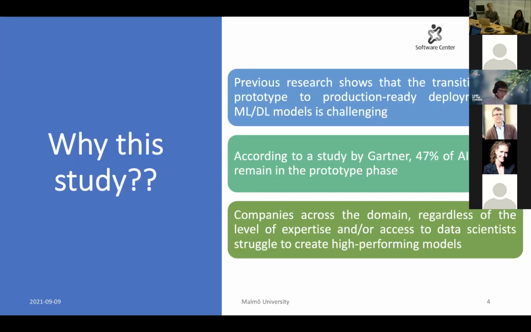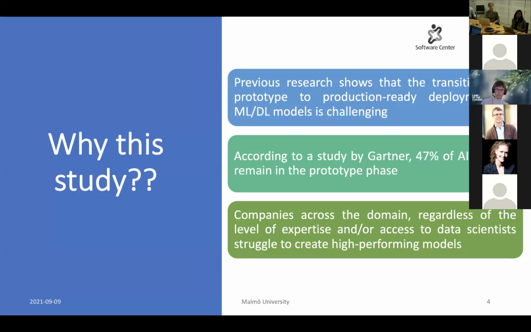So why this study? When we looked into previous research, what we understood is that the transition from prototype to production-ready deployment of machine learning and deep learning models is challenging. This is confirmed by a study by Gartner. Even if lots of AI initiatives are going on in different companies, only 47% of machine learning and deep learning projects make it beyond the prototype phase.